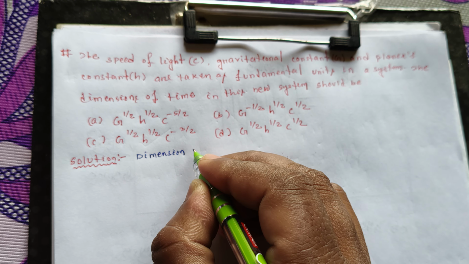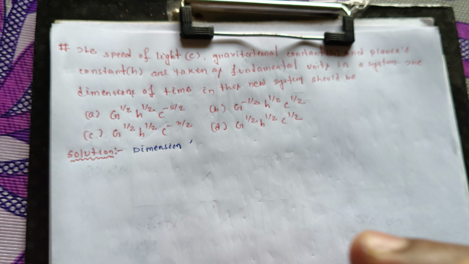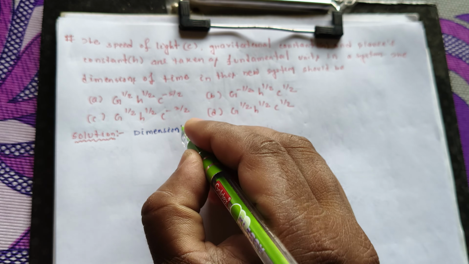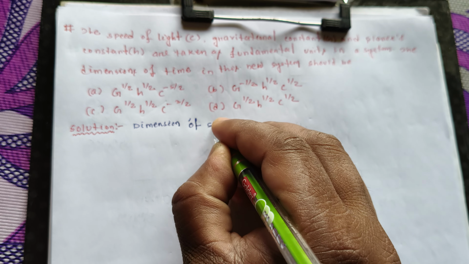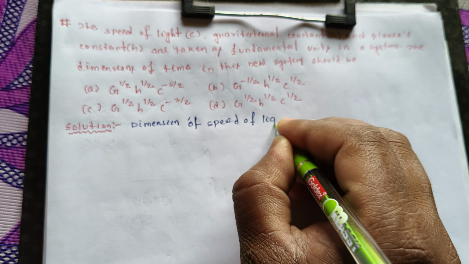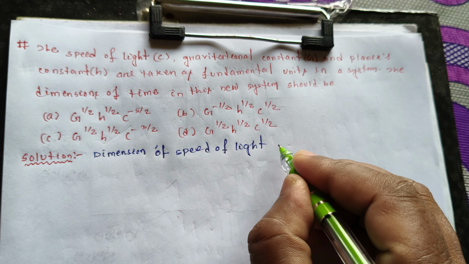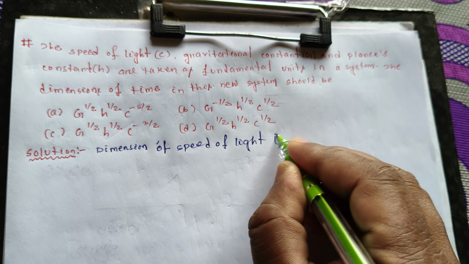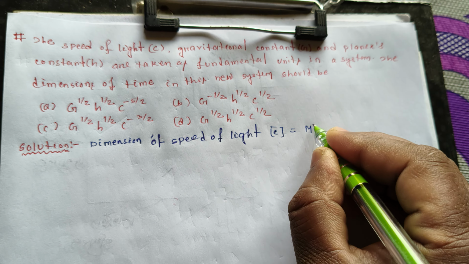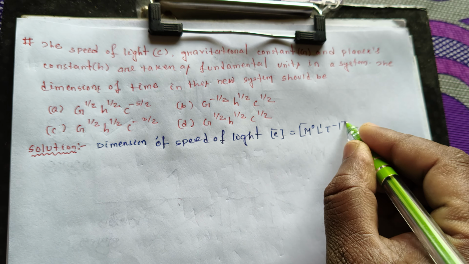The dimension of the speed of light c is nothing but no mass term, one length term, and T to the power minus 1.